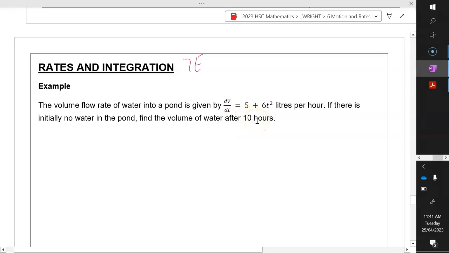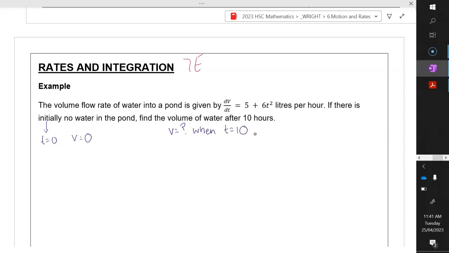So there's a lot of information that we've been given there. We know what our dV/dt is. We know that initially, time is equal to 0. At time equal to 0, there is no volume in the pond. There's no water in there. And we want to find the volume of water after 10 hours. So what's our volume when t is equal to 10?